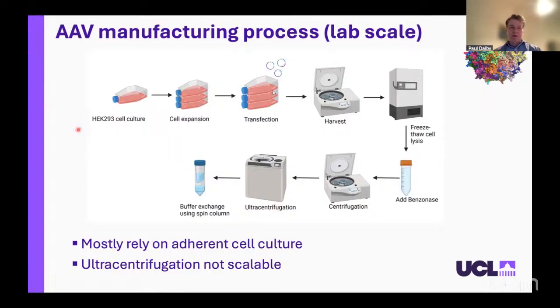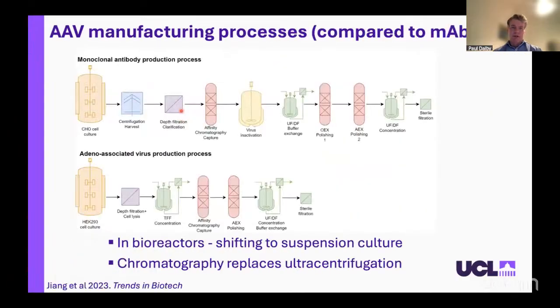But as good as this is, and it is actually very good at getting intact full capsids, it is not scalable, largely because of the ultracentrifugation step, but also because these flasks aren't very scalable either. So a real process starts to look more like this. I've shown it at the bottom, compared to a traditional monoclonal antibody production process.